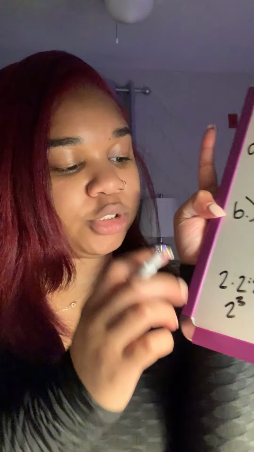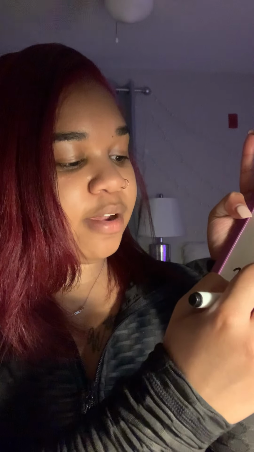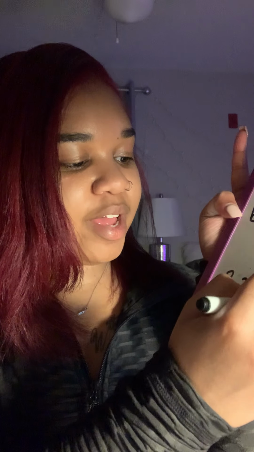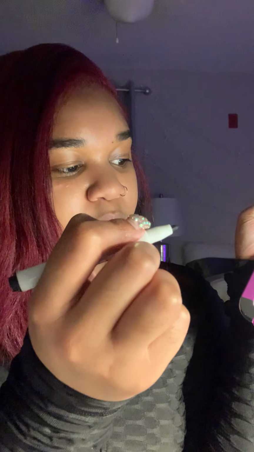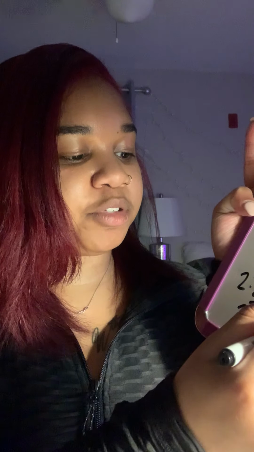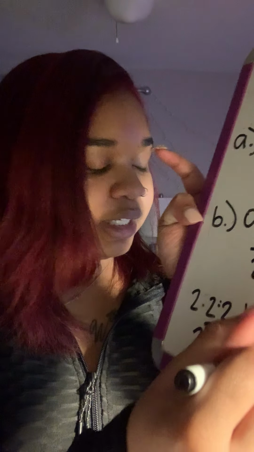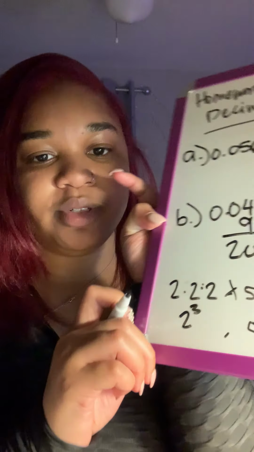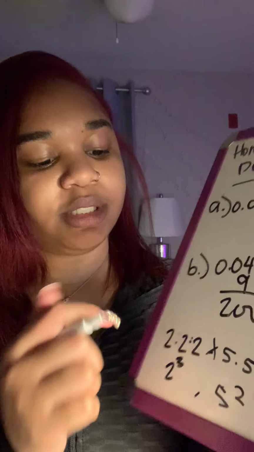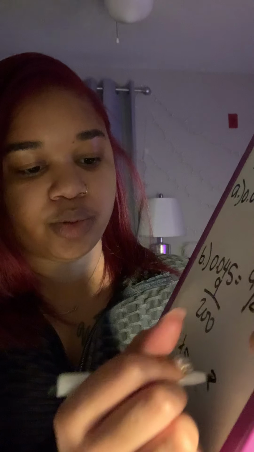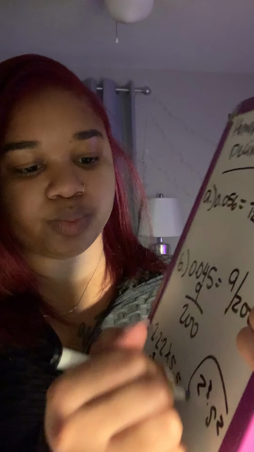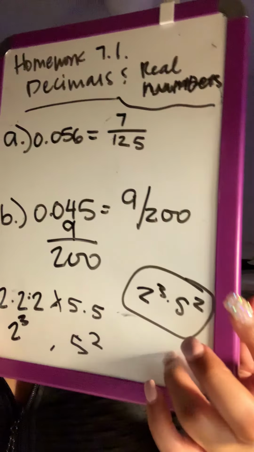So that is going to be 2 times 2 times 2, which is 2 to the third. And then 5 times 5, which is 25, which is 5 to the second. So that is your factorization of 200. And so your factorization would be 2 to the third and 5 to the second. Okay? So this would be your answer.